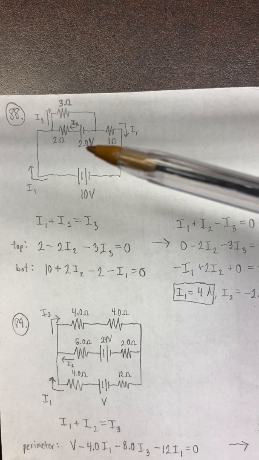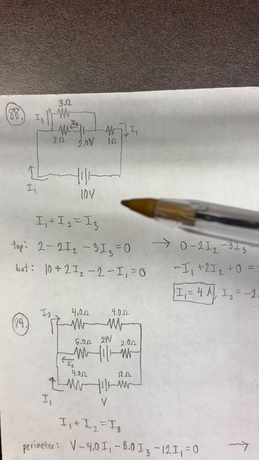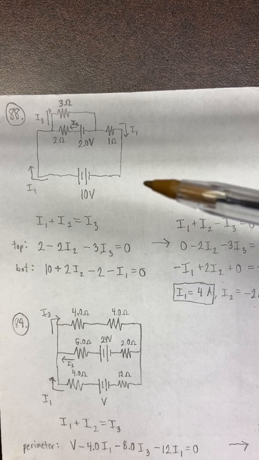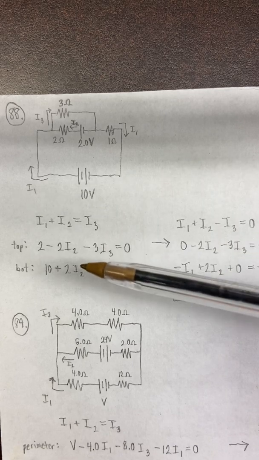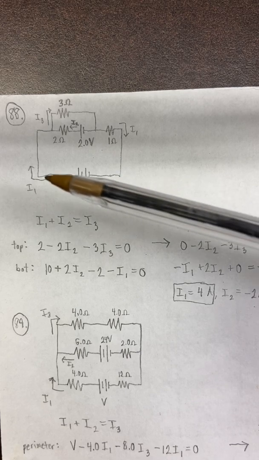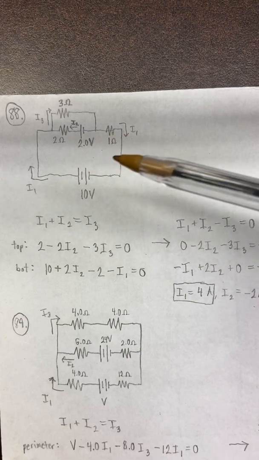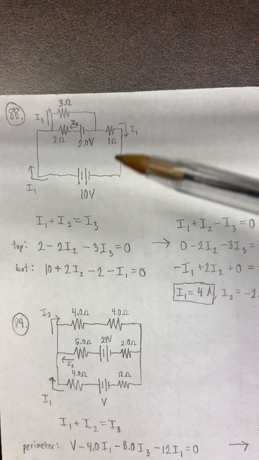is counter to the direction of the current I2. And so now the resistor is not a voltage drop. The resistor is considered a voltage jump. And that's why I have plus 2I2. Same with the battery. You see, I'm going clockwise, but that's counter to the direction of I2, and so I do minus 2 for that battery.